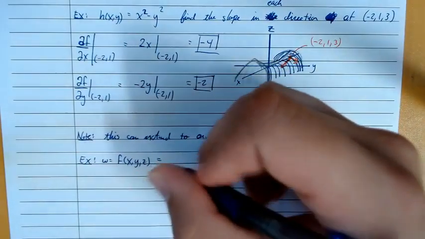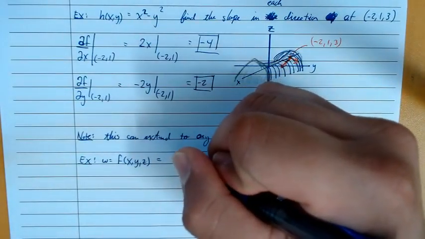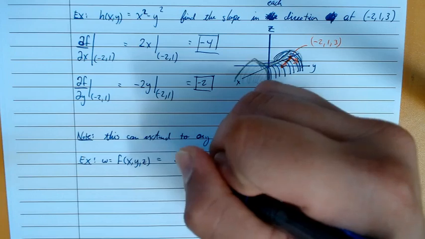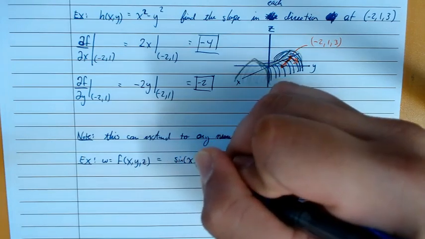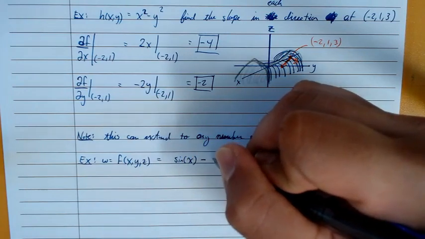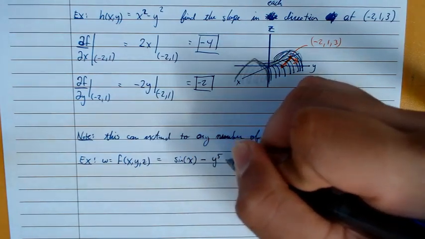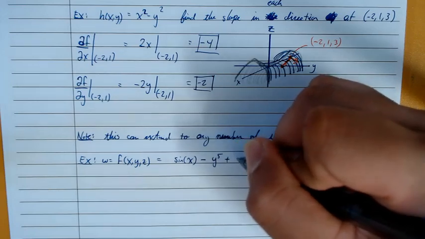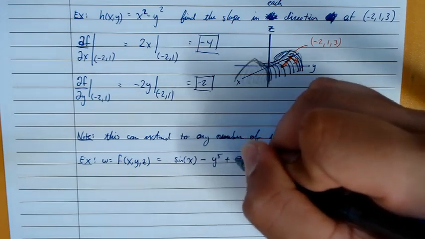let's just keep this simple for right now. Let's say sine of x minus y to the 5th plus e to the power z.